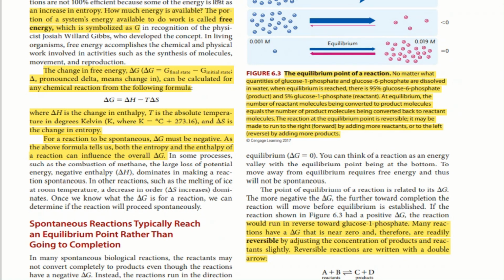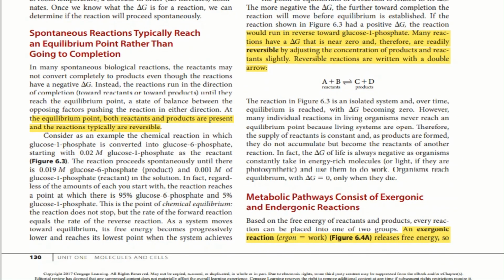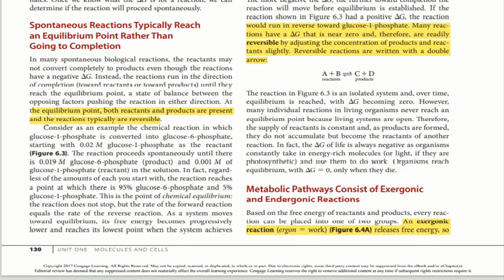Reversible reactions are written with a double arrow, as shown in the diagram. A plus B is the reactant and C plus D is the product, and they are represented with a double arrow, which means they are reversible reactions. We can change reactant to product and product back to the reactant.